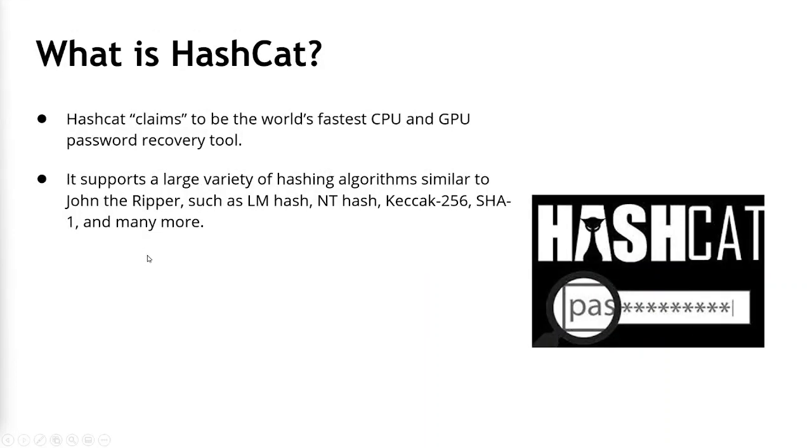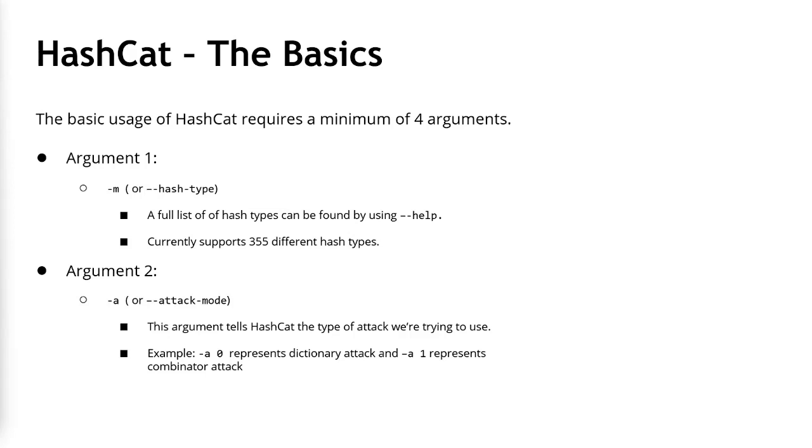So, what is Hashcat? It claims to be the world's fastest CPU and GPU password recovery tool. I honestly have not seen any performance improvement compared to John. They're both pretty much the same thing. Just like John the Ripper, it supports a bunch of different hashes, LM, NT, Keccak-256, SHA-1, and many others. I think it supports around 355 different hash types. Now, let's take a look at how Hashcat works. And why are we talking about Hashcat when John works perfectly fine, right?